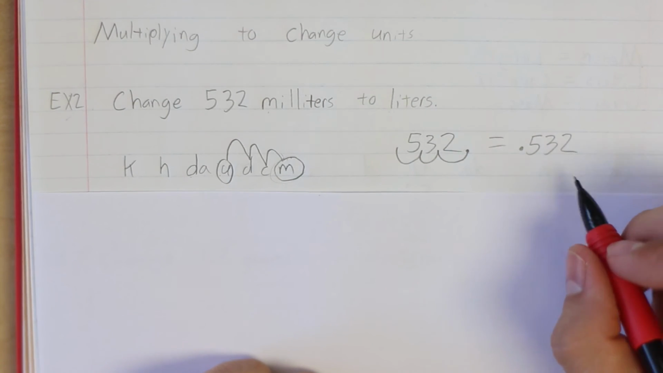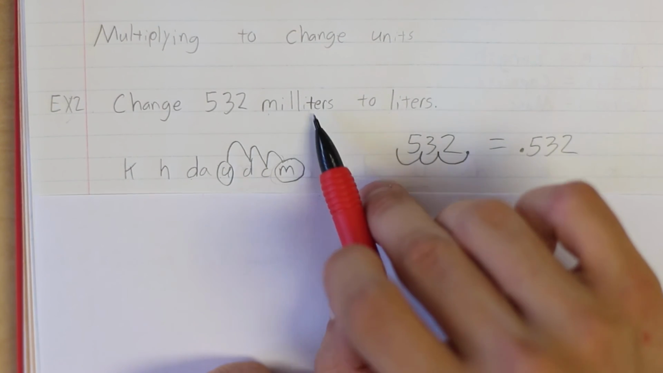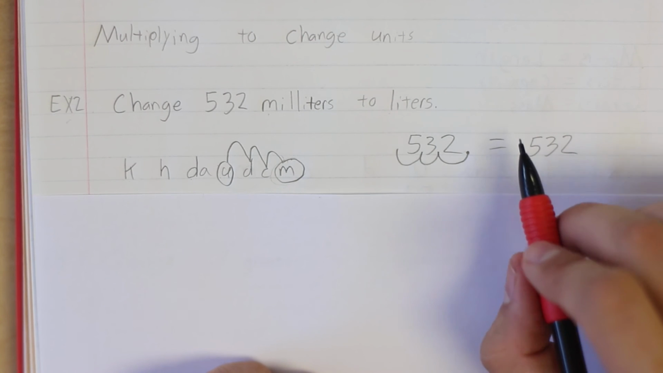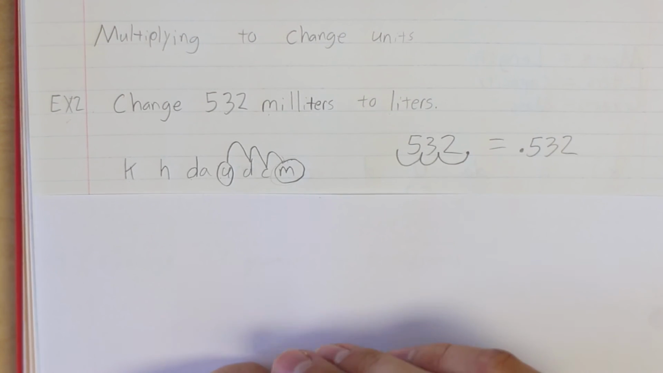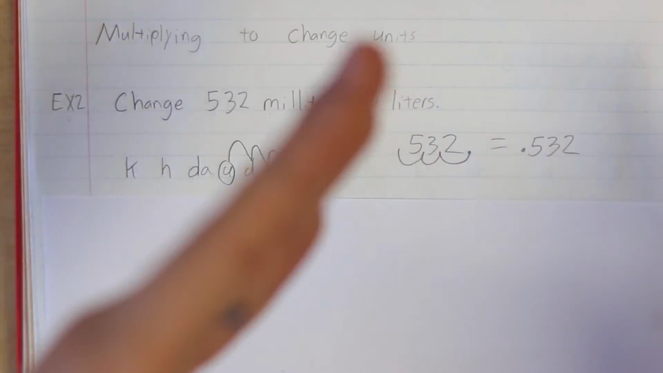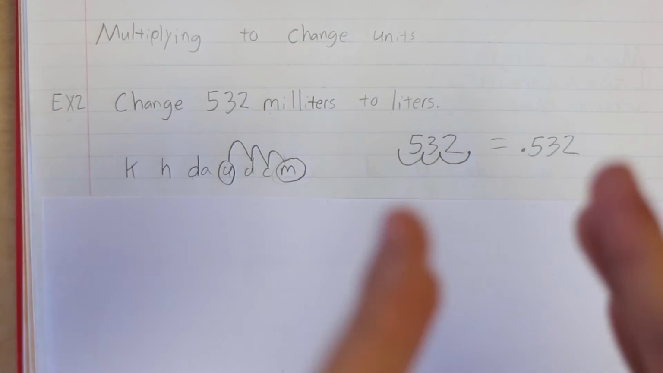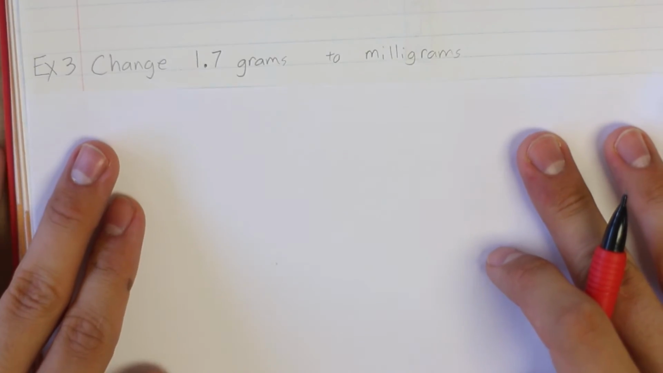0.532. So if I have 532 milliliters, I have 0.532 liters. That's what this refers to. It's real easy to convert back and forth on the metric system because all you have to do is move the decimal. Okay? Let's take a look at another example.